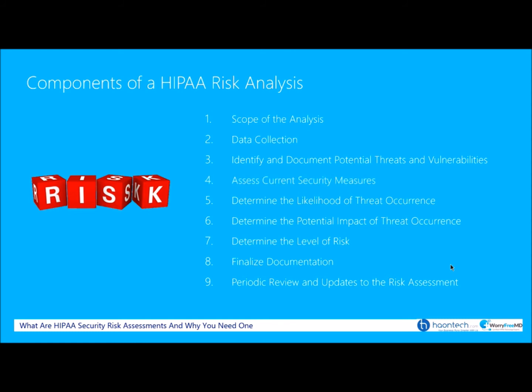Then another component is that you want to assess your current security measures. You may have, and you should have, current security measures in place. So the risk assessment is going to assess what you have in place right now and determine if you do have some areas of weakness, where you have some risk and some potential threats that you could address or make better. The next component of the risk analysis is that you're going to determine the likelihood of threat occurrence.